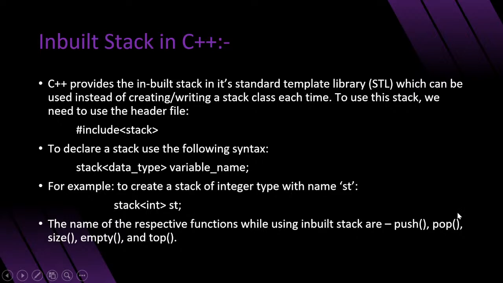So the respective functions are push, pop, size, empty, and top. Note here that in the stack that we had designed, we had given the return type to the pop function as int. So it would also return the value after removing it. But in case of the inbuilt stack, the return type is void, so it will only remove the element from the stack. It is not going to return to us the element. If we want to access the topmost element, we have to use the top function. And the size and empty functions are basically self-explanatory.